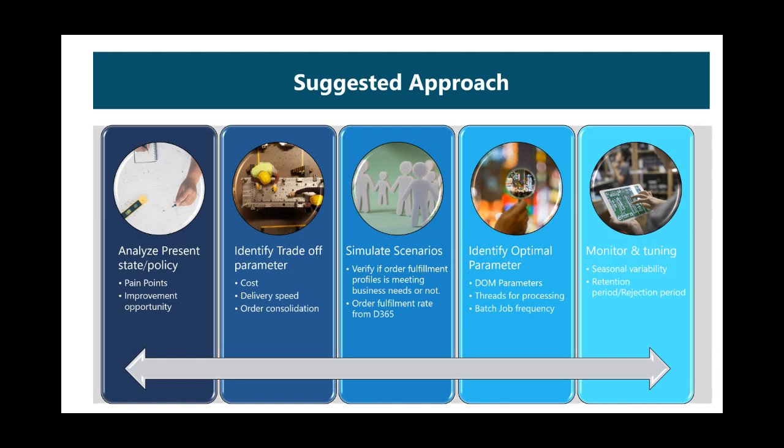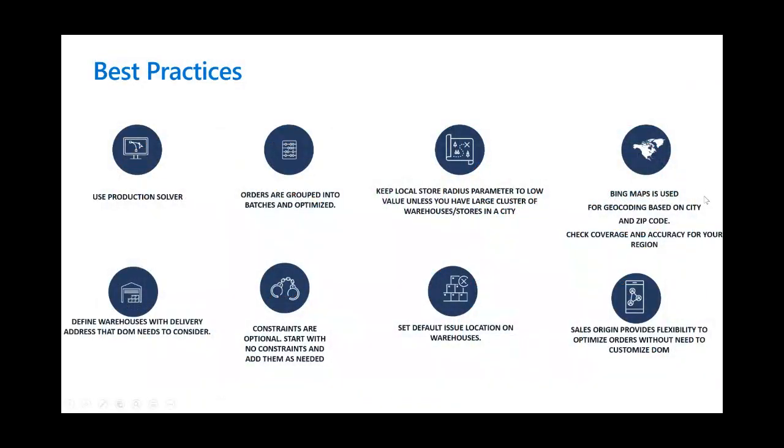Moving forward, some best practices here, just a quick recap. Always use the production solver as much as possible. Orders are grouped into batches and optimized. The default is, I believe, 2000 orders, and you can use the fulfillment profile for that. Keep the local store radius in DOM parameters to a low value. By default it is 10, but you can change it.